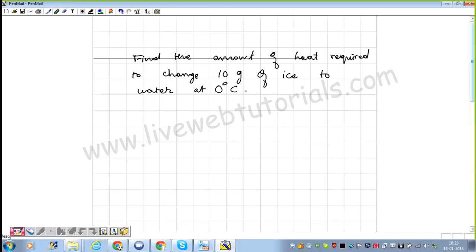Okay, find the amount of heat required to change 10 grams of ice to water at 0 degrees Celsius. So here the direct formula is there, Q is equal to M into L. Mass is 10 grams. The value of latent heat of ice will be given, okay, which is going to be 336.